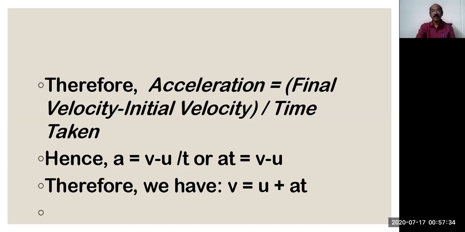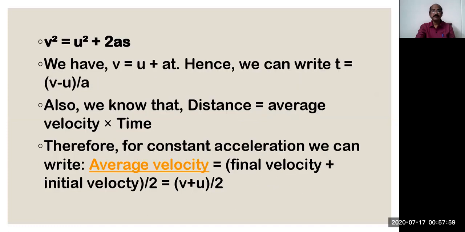Therefore, a bar is equal to v bar minus u bar by t, or at equal to v minus u. Therefore, v equal to u plus at, or v bar equal to u bar plus a bar t, because v and u are vectors, a bar is a vector, and time is a scalar. Therefore, v bar is equal to u bar plus a bar into t.